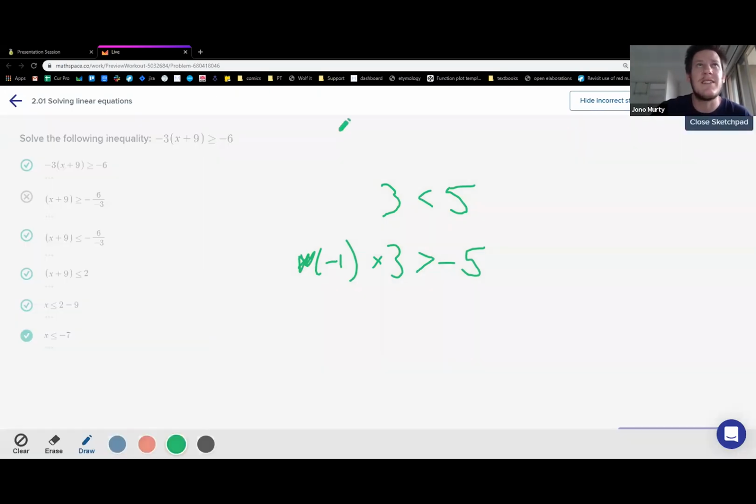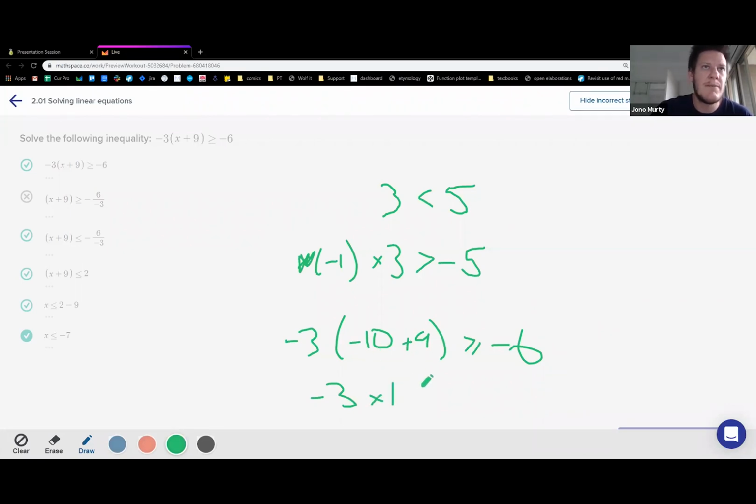So now let's just quickly test again. Something that's less than -7 is -10. So we'll replace x with -10: -3 times -10 plus 9 is greater than or equal to -6. Minus 10 plus 9 is -1, and -3 times -1 is 3, which is obviously greater than -6. So we know that is our correct answer.